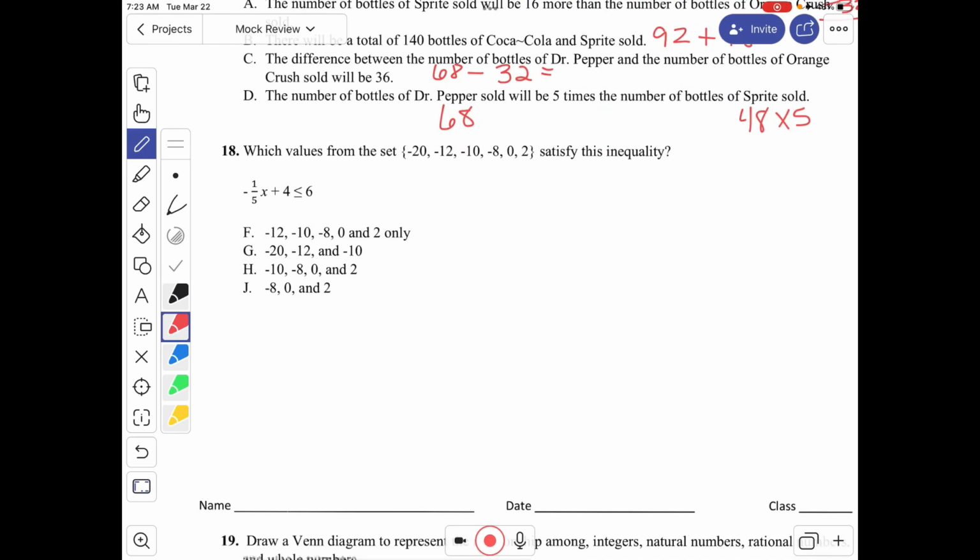Number 18, which values from the set negative 20, negative 12, negative 10, negative 8, 0, and 2 satisfy this inequality? So you could try plugging in each one of these numbers into the inequality and seeing which one works. Or you could just solve the inequality. Let's just solve the inequality.